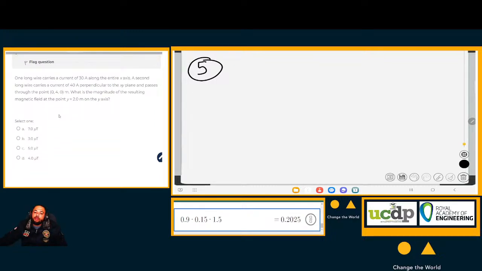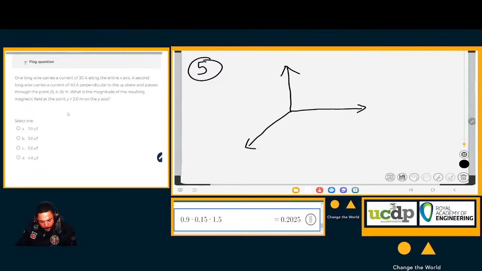Question number 5. One long wire carries a current of 30 amperes along the entire x-axis. Okay, so let me first draw the axis. Here we have the axis. This is the x-axis. Here we have the y-axis, and here we have the z-axis.